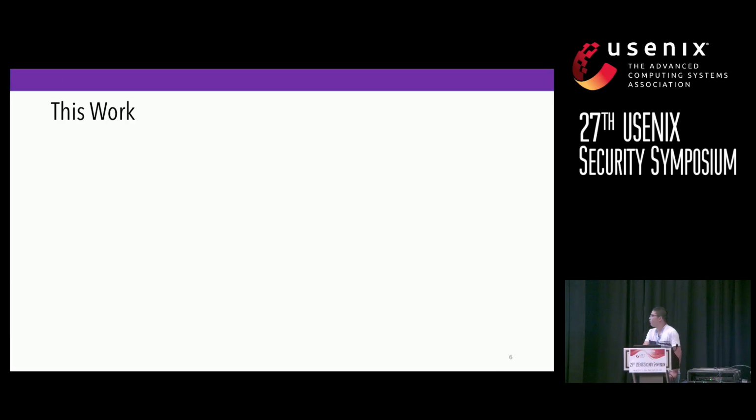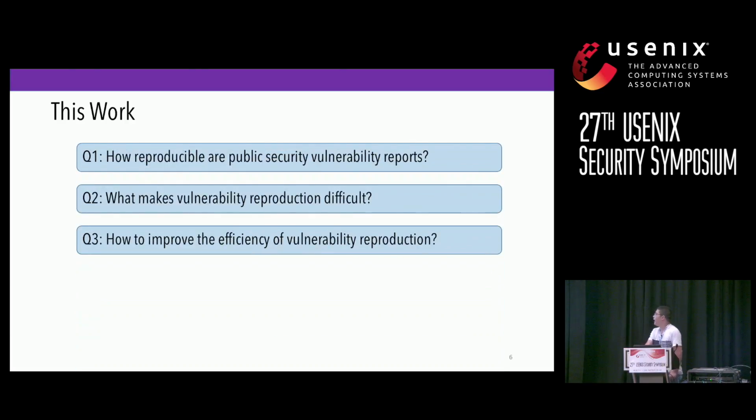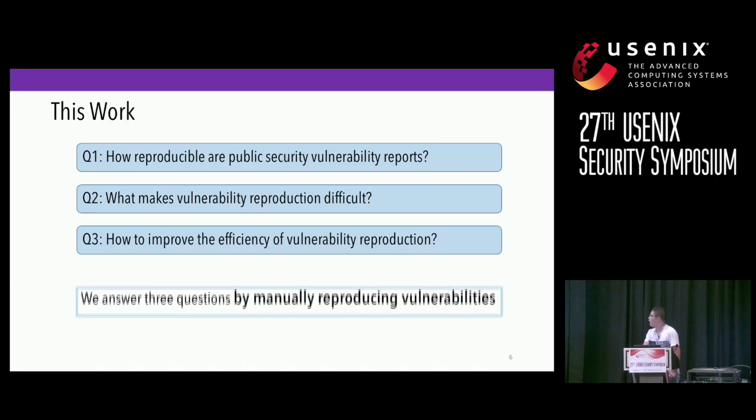So, in our work, we are going to answer the following three questions. Question one: how reproducible are public security vulnerability reports? Question two: what makes vulnerability reproduction difficult? And question three: how to improve the efficiency of vulnerability reproduction? To answer those three questions, our method is manually reproducing vulnerabilities. By reproducing a vulnerability, I mean using the information in vulnerability reports to trigger the vulnerability in the target system.